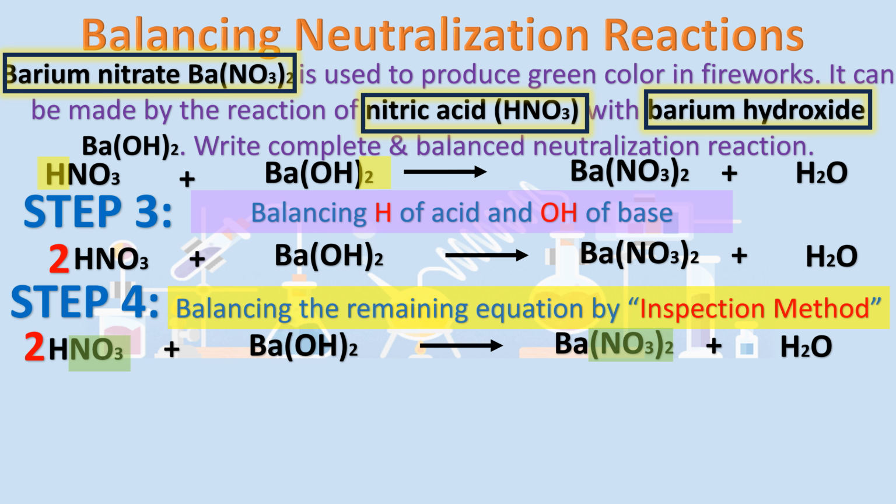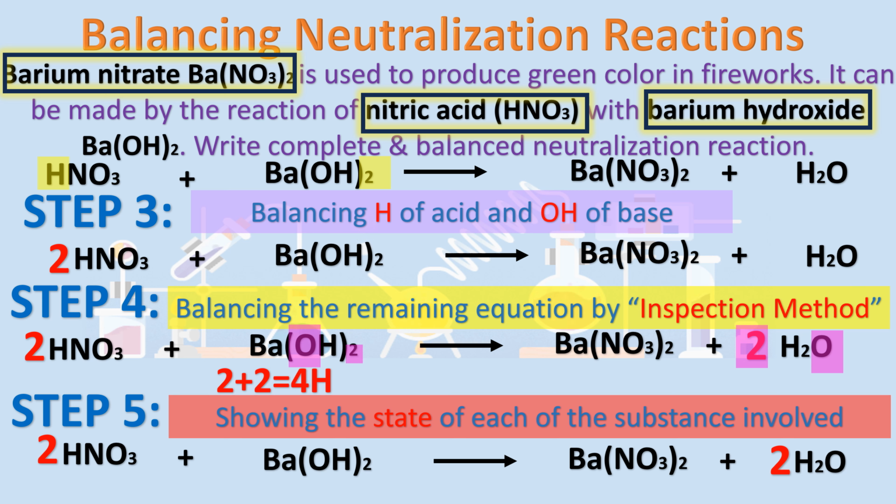Now let's count the hydrogens on the reactant side. There are 2 hydrogens in the nitric acid and also 2 hydrogens in barium hydroxide. So 2 plus 2 equal to 4 hydrogens are present on the reactant side, while there are only 2 hydrogens on the product side. To make the hydrogens on the product side equal to 4, we will write 2 with H2O. Finally, we are left with balancing oxygen atoms. There are 2 oxygen atoms on the reactant side, apart from oxygens of nitrate. On the product side, there are also 2 oxygens. So oxygens are balanced.